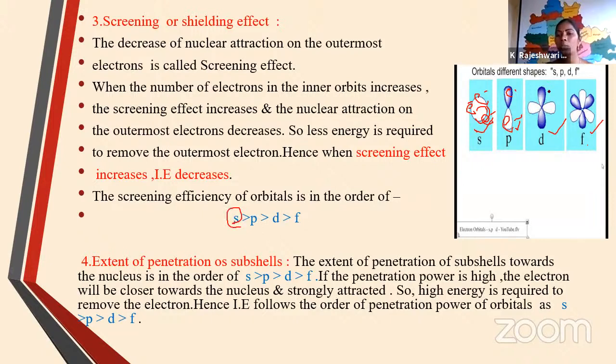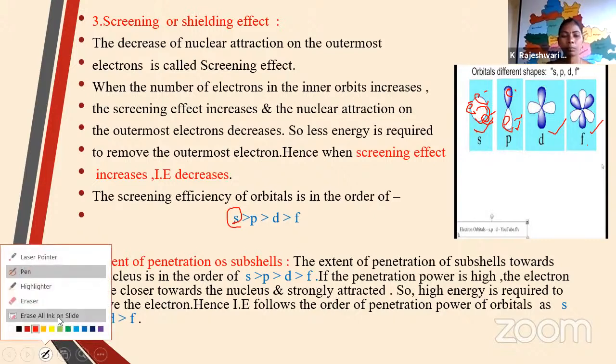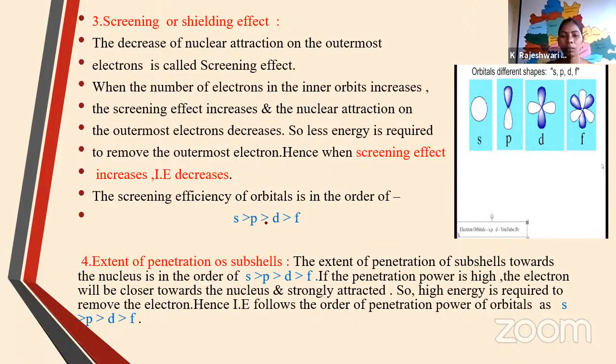Because they are having dumbbell shapes, they are not uniformly distributed like an orbit, like the S subshell. So that's why S is having greater screening effect than P, than D, than F. This you should also mention, very, very important. And the next factor is extent of penetration of subshells.